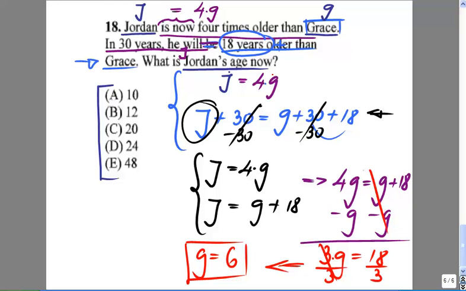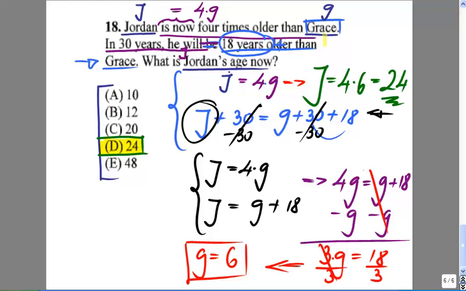What is Jordan's age now? Well, I know Jordan is 4 times Grace's age, which means Jordan will be 4 times 6, right? Which tells me that Jordan's age now is 24. Do we have that answer? Yes, we do. That will be the right answer to this problem.